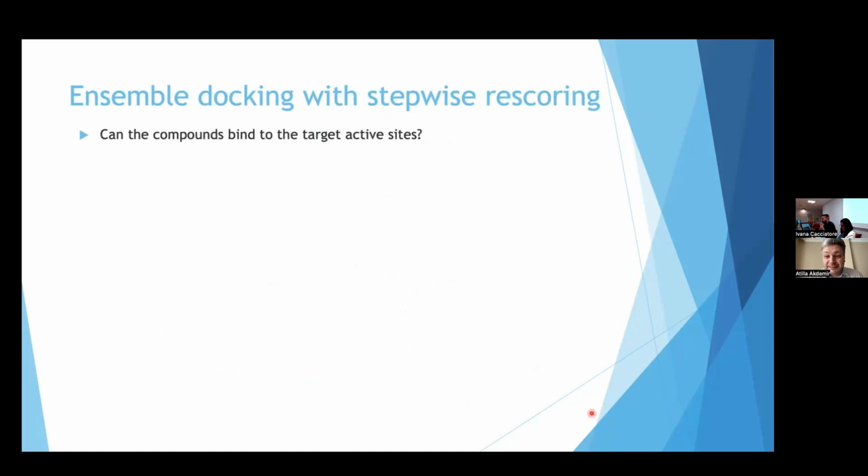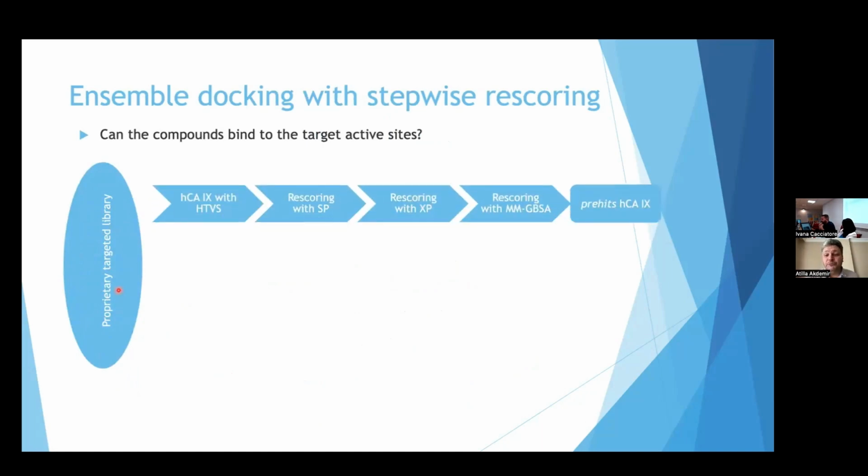So the next question was, we have generated this targeted library. Can we identify compounds that target the active sites of 9 and or 12? And this is how it works. So this is the proprietary targeted library of more than 100,000 compounds. So the first step was that we performed an ensemble docking with stepwise rescoring.